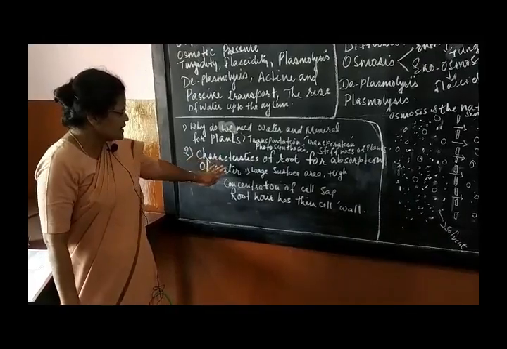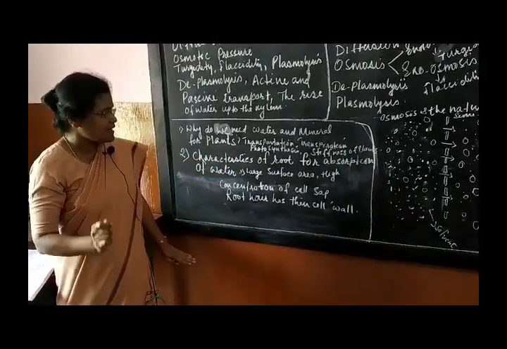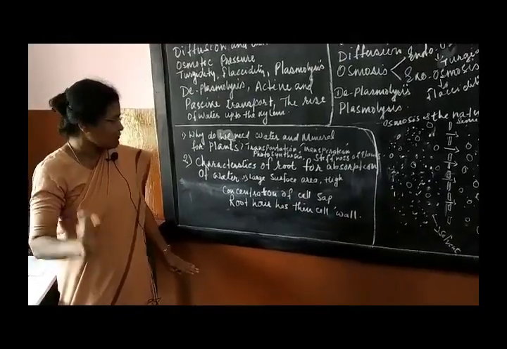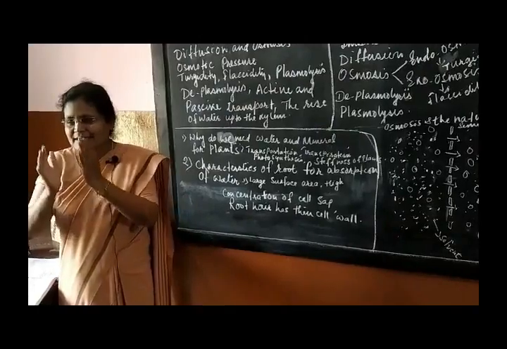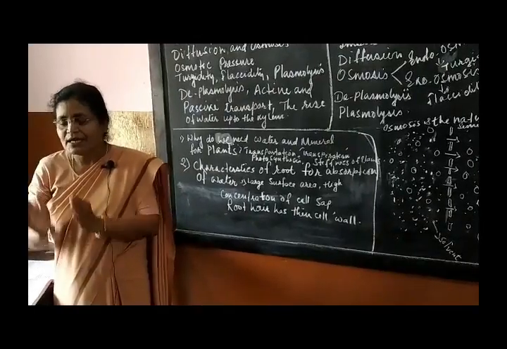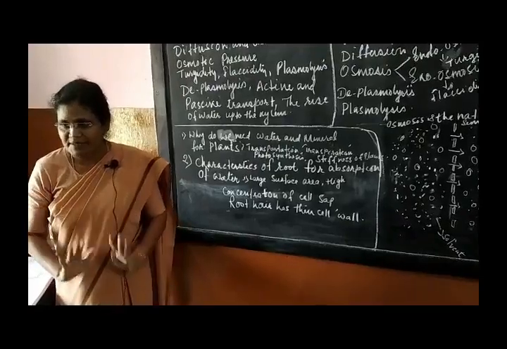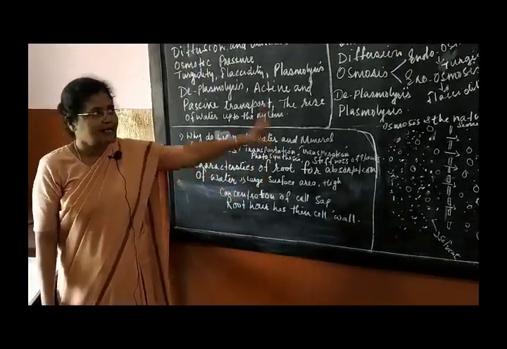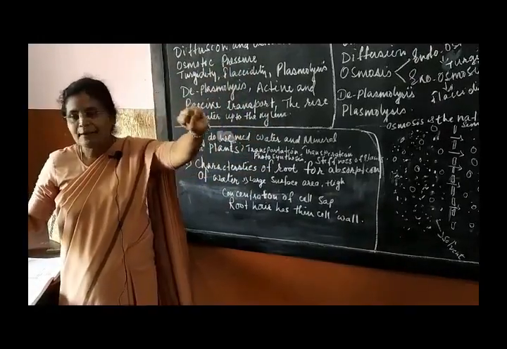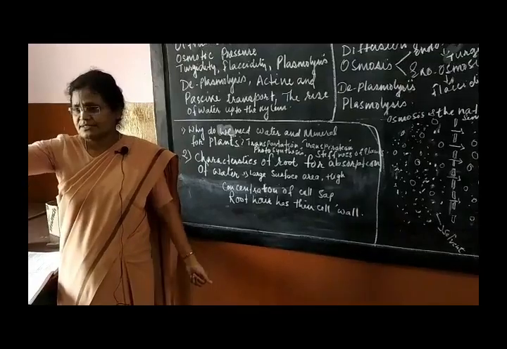Next, we learnt what are the characteristics of the root that help to absorb water efficiently. What are the 3 characteristics the roots have which make them efficient to absorb water and mineral? Number 1, we learnt it has a large surface area. I said there are 2 types of root, tap root and fibrous roots. You just uproot the grass, which is a monocot.